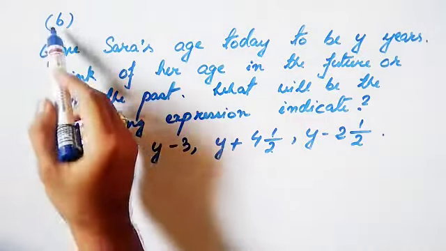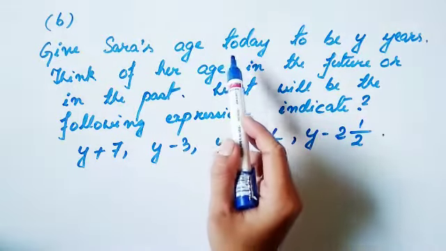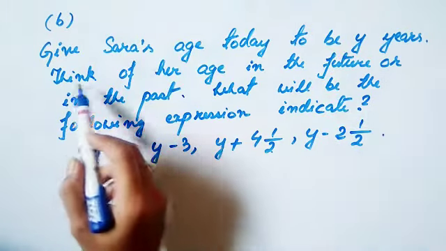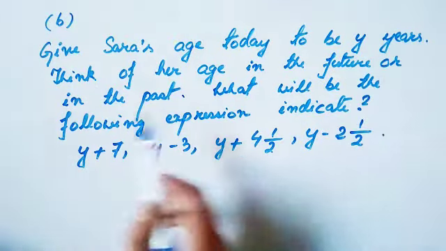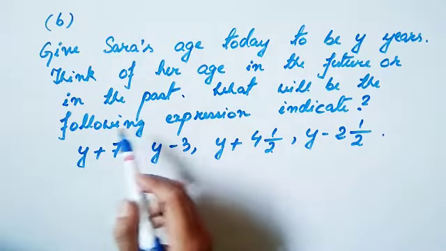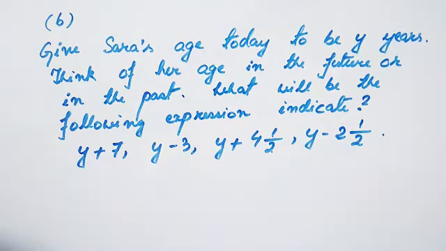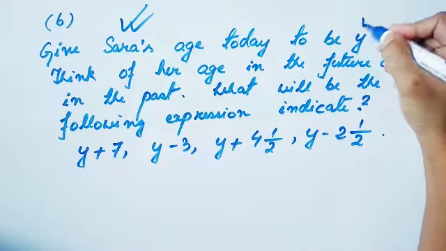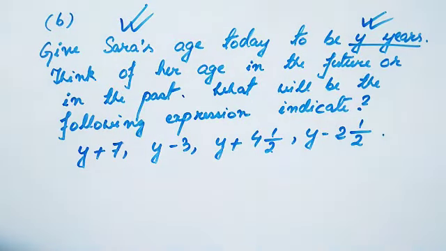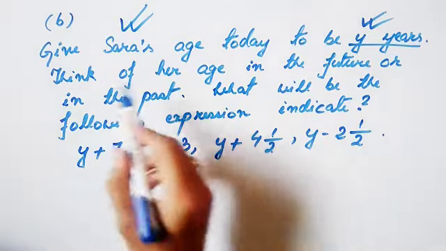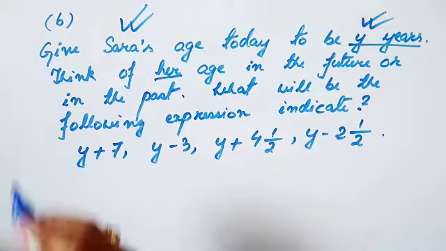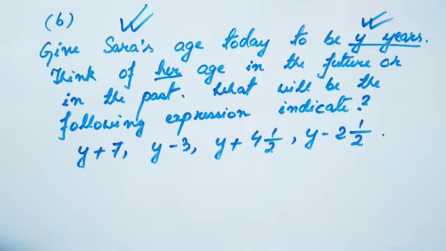Next, student, we have question number B. And it says, given Sarah's age today to be y years, think of her age in the future or in the past. What will the following expressions indicate? And they have given us some expressions. In the question, they have given us the name of a person, Sarah, and the present age of Sarah is given to be y years. Understood? Her means our girl Sarah. So think of her age in the future or in the past.